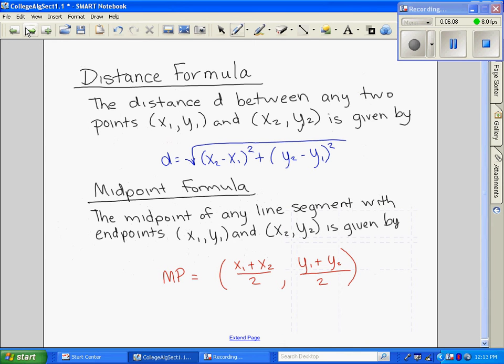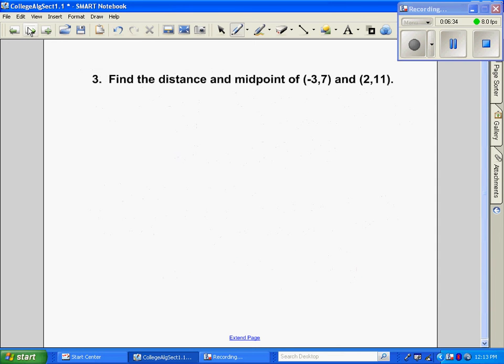Distance formula. The distance formula d between any 2 points x1, y1 and x2, y2 is given by the following equation in blue. The midpoint formula, the midpoint of any line segment with endpoints x1, y1 and x2, y2, is given by the formula in red. So let's see how we're going to use those formulas in the next problem. They're going to give you a set of ordered pairs. They'll tell you to find the distance and the midpoint of -3, 7 and the ordered pair 2, 11.